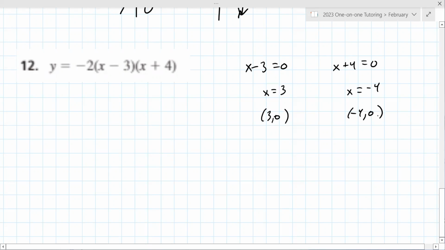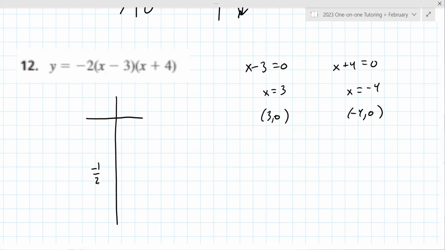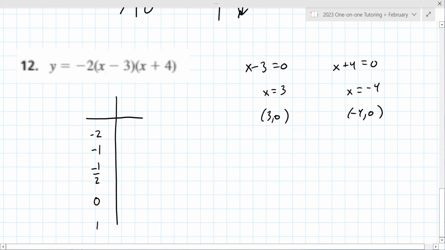Now this one poses a slight problem, which is that the vertex is at an ugly, bad place. The vertex ends up being at -1/2. Okay, because it's the average of these x values. So in terms of your table, you will have to evaluate it at -1/2. But you don't have to evaluate all the other ones at a half. You can go -1 and 0, -2 and 1. It's just the one that you have to do at that really bad, awful point.